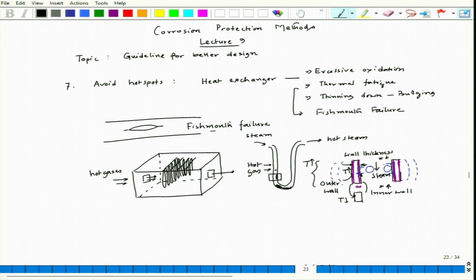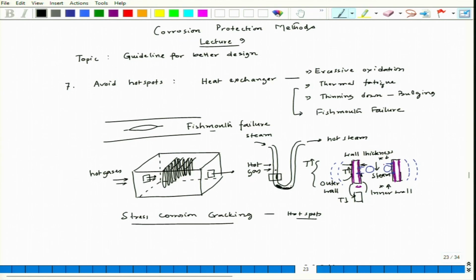Okay. So, this is one problem which can happen. Even hotspots can lead to stress corrosion cracking. Okay. So, that is also possible. Stress corrosion cracking due to hotspots. So, we have to avoid hotspots.